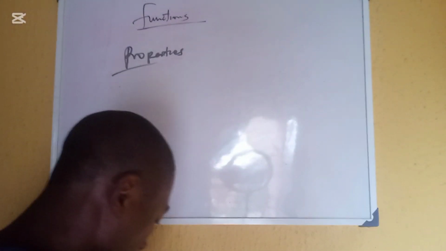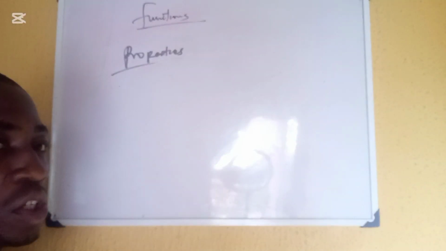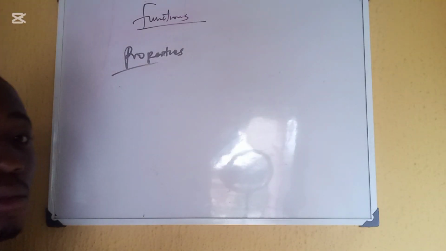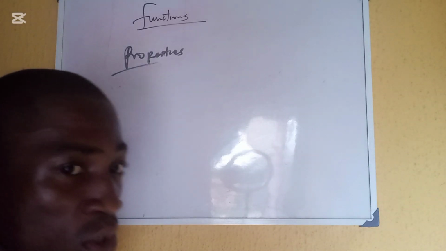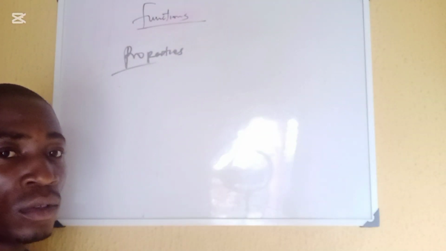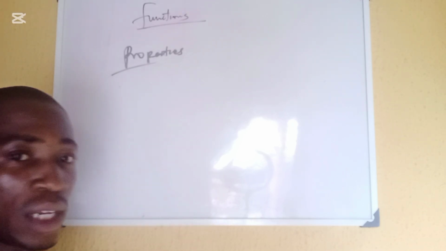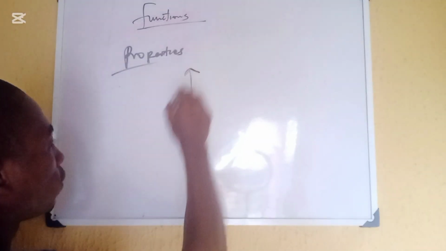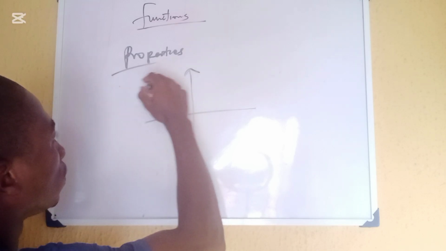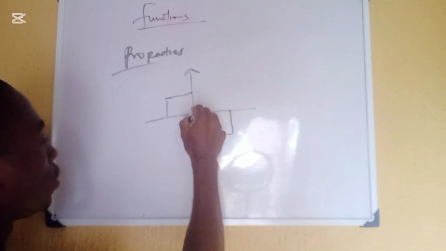Now, that's the even function. The odd function is symmetric about the origin, not the x-axis, because symmetry about the x-axis shows that it is just an equation and not a function. It is just an equation and not a function because it will fail the vertical line test. But when it is symmetric about the origin, we call it an odd function. Now, take for instance, you have this. Here is the origin.